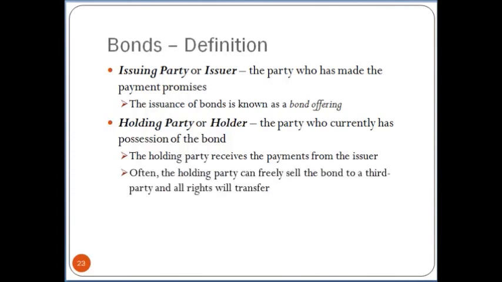Typically, the holding party can freely sell the bond to a third party and all the rights will transfer. There are very active bond markets, for example. So you can think of a bond as essentially just a loan. It's a type of loan. There's a principal and an interest amount.